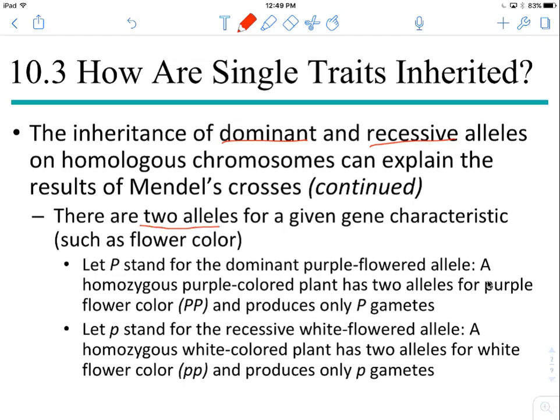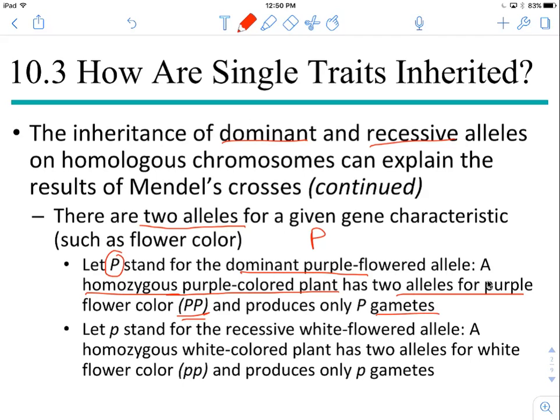If there are two alleles for a given characteristic, we're always going to let a capital letter stand for the dominant color or the dominant characteristic. When we're talking about a zygote, there are two copies of the gene. In the gametes, one copy; zygote, two copies. So a homozygous purple colored plant has two alleles for purple and would look like this, capital P, capital P. And the only gametes possible from that plant would have that same capital P allele, that purple allele.